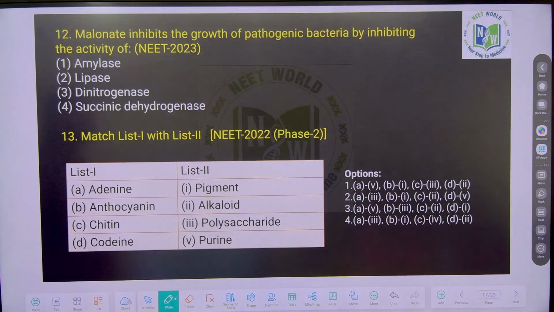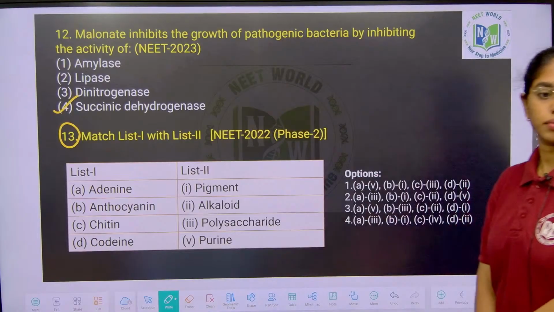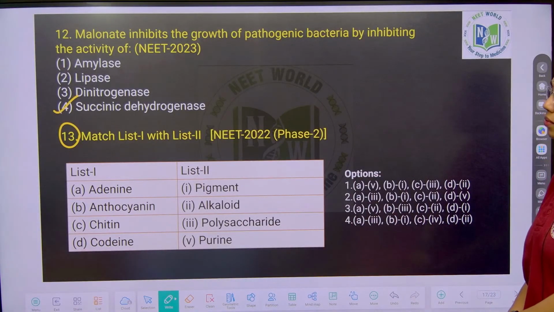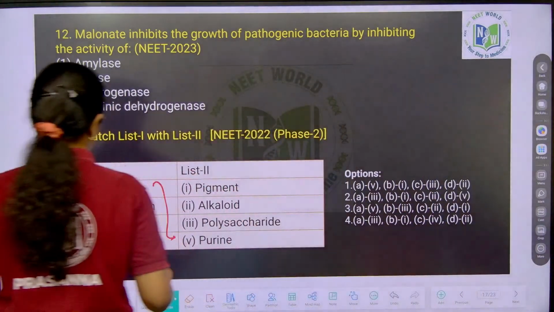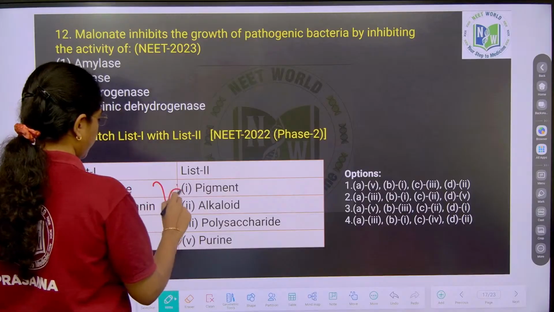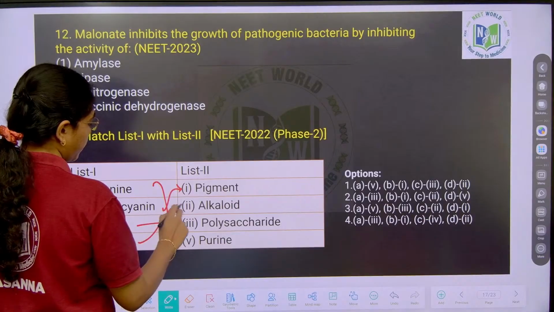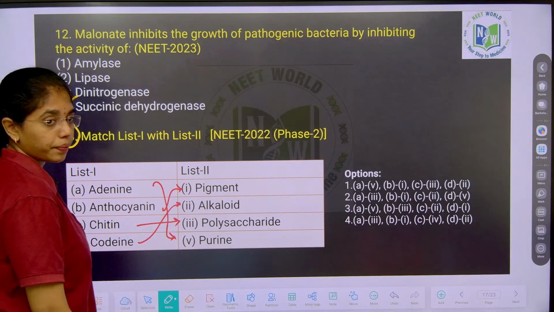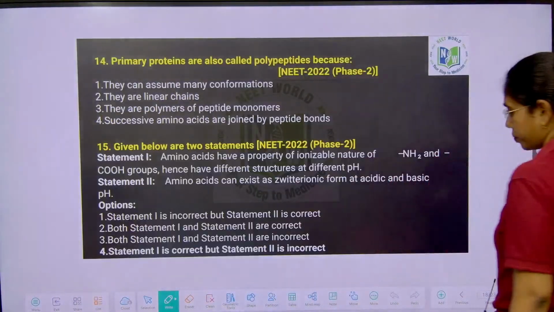Malonate inhibits the growth of pathogenic bacteria by inhibiting the activity of succinic dehydrogenase. Next question. Adenine is a purine. Anthocyanin? Chitin? Codeine? Right answer? Next question.